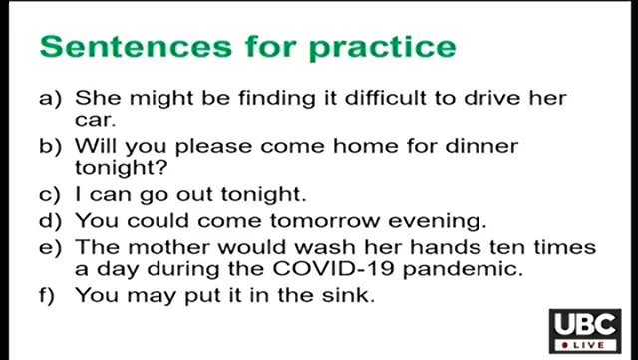Sentence number 3, I can go out tonight. I can go out tonight. Okay, identify the main verb and the modal verb. Remember, the modal verb comes before the main verb. Okay, sentence number 4, you could come tomorrow evening. Then number 5, the mother would wash her hands 10 times a day during the COVID-19 pandemic. And the last sentence, you may put it in the sink.